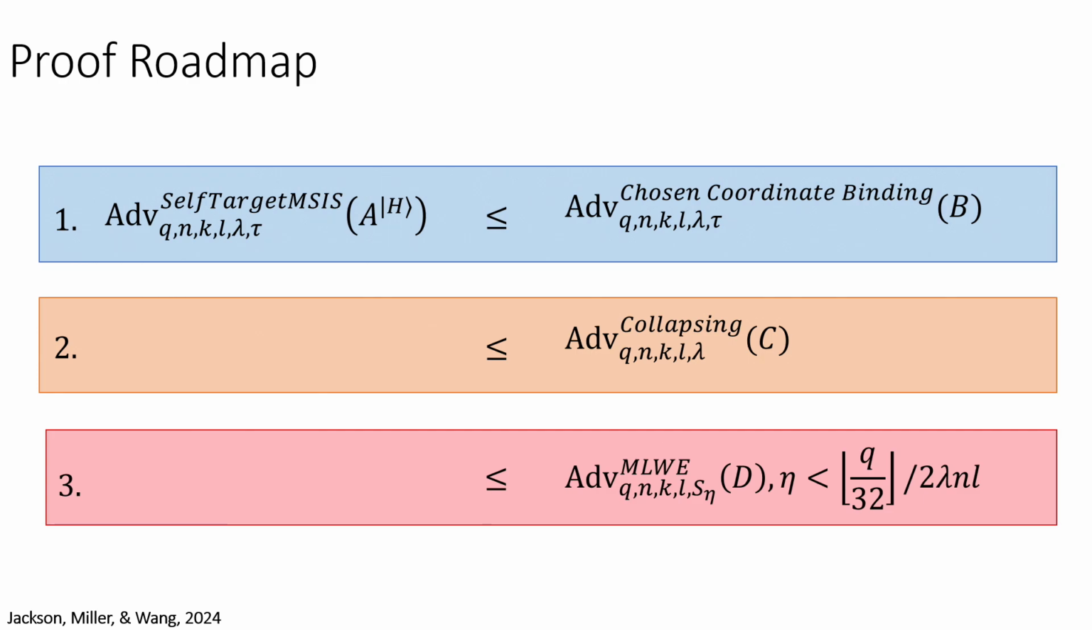But the collapsing experiment that you use in between, again, there's something quantum going on. So you pass a quantum state. Well, I wouldn't call it just a classical experiment because while the experiment itself may involve classical steps, we are allowing quantum algorithms to attempt to solve it. We are suggesting that the existence of a quantum algorithm attacking self-target MSIS implies the existence of a quantum algorithm attacking the chosen coordinate binding experiment, implies a quantum algorithm solving the collapsingness experiment, implies a quantum algorithm attacking MLWE.